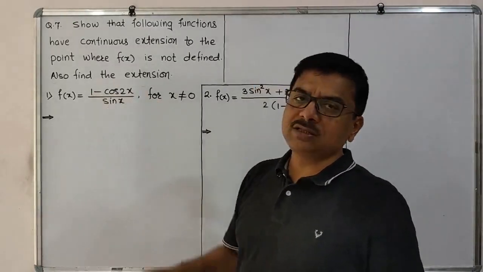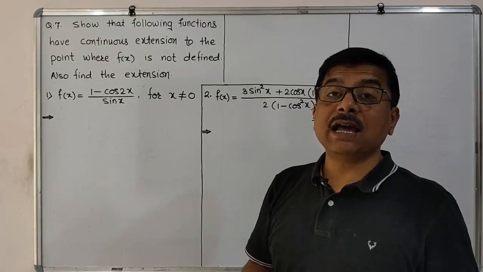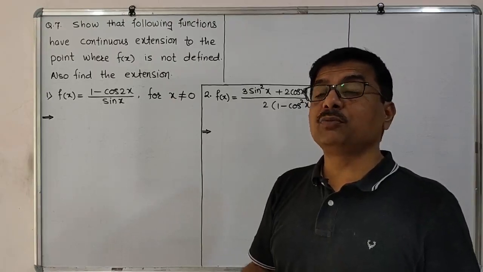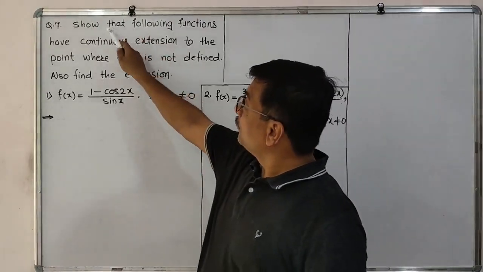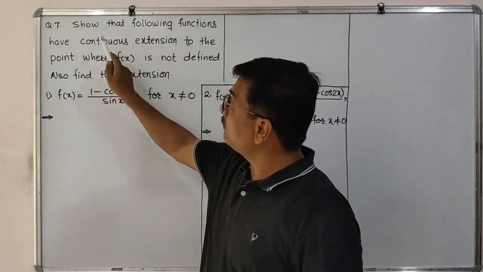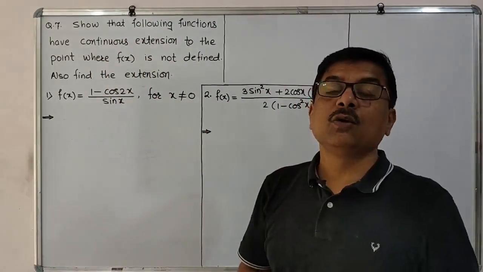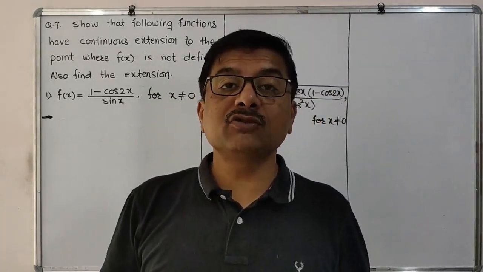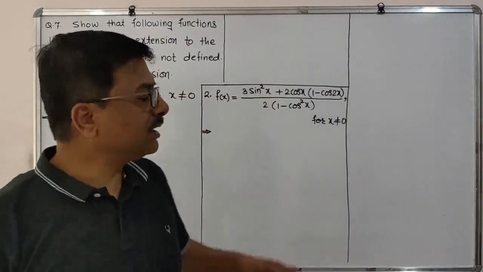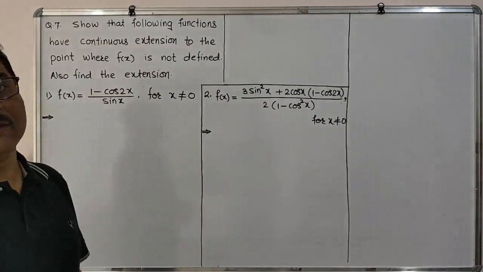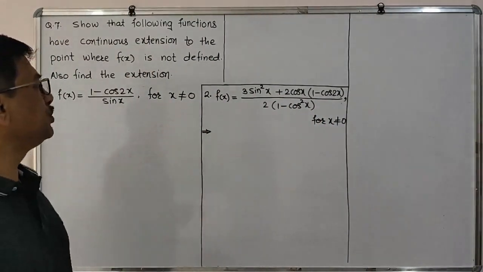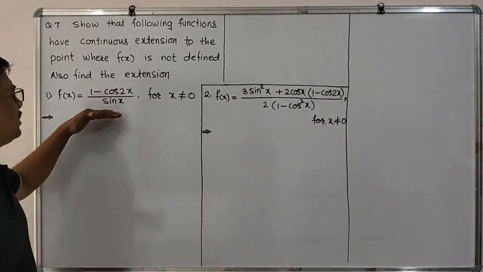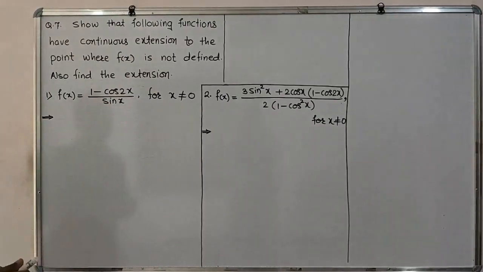Finding the extension means we have to find the value of the function where the function becomes continuous. The following functions have continuous extension, means we have to find that value where the function becomes continuous for the given point, here x is equal to 0. Now we'll see the first example for this function.